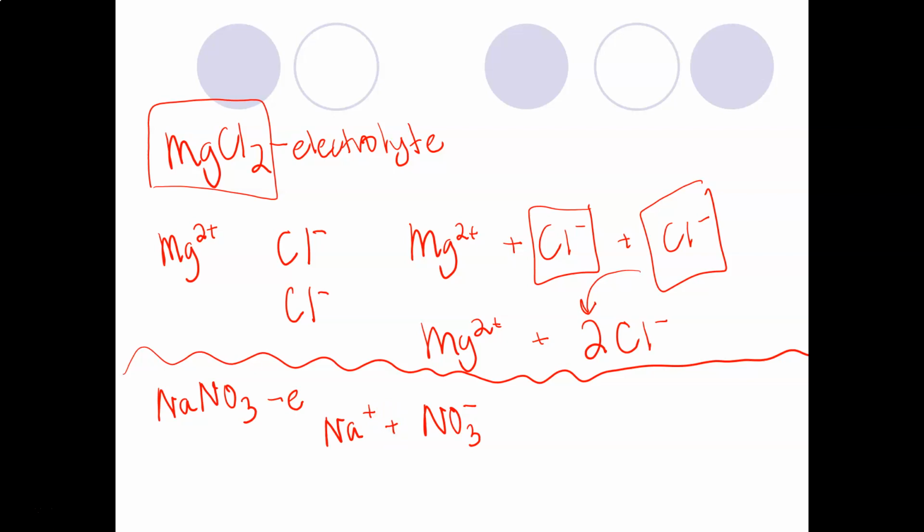Now, nitrate is not going to break down any further. That's why we need to know the polyatomic ions, to recognize them. So it truly is important for you to actually memorize those polyatomic ions. They're not going to go away.